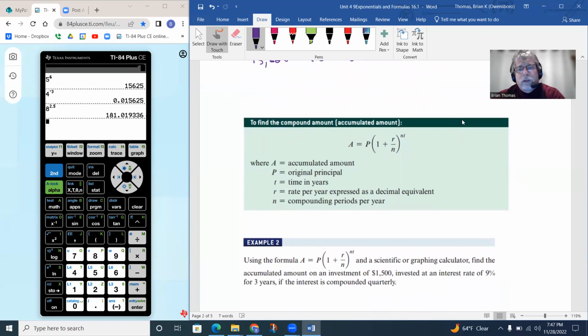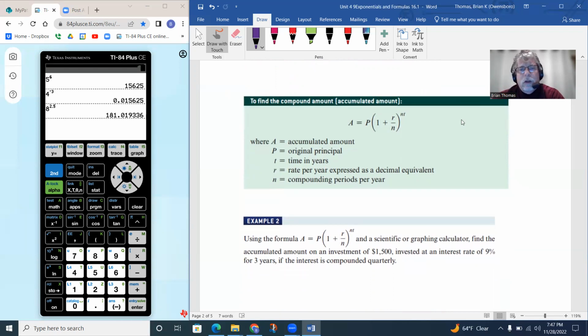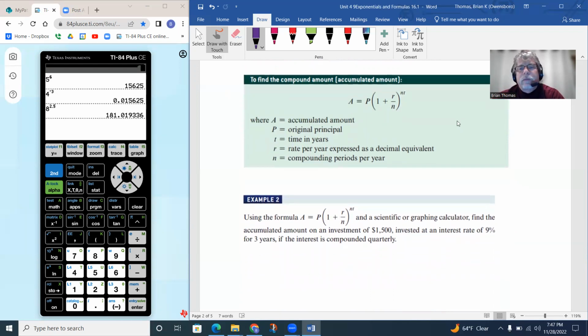So one of the first things we're going to do with exponential equations is work with what we call compounding money. A is described as the amount accumulated, or we also call this our future value. So A is our future value, our final amount.